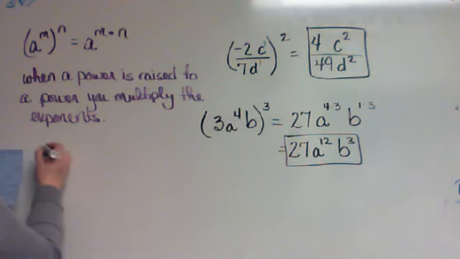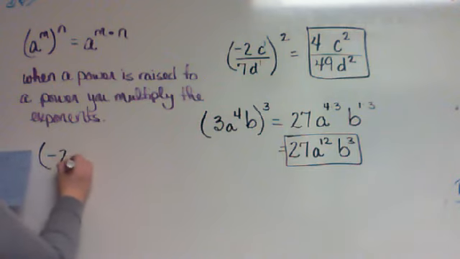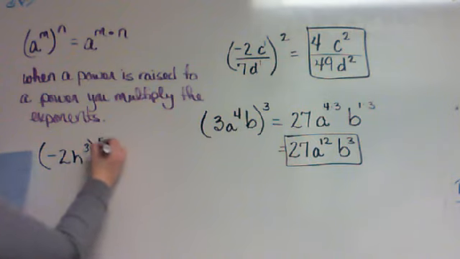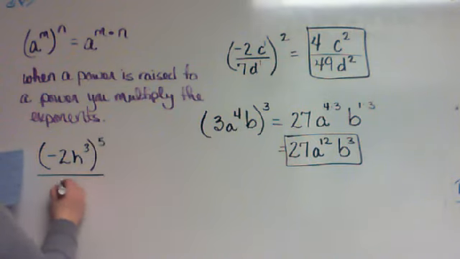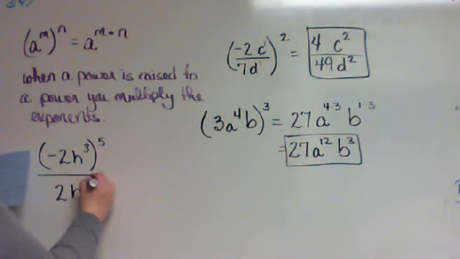And then the last one I want you to try, negative 2 h to the 3rd raised to the 5th over 2h to the 4th. Give you a little time. Okay.